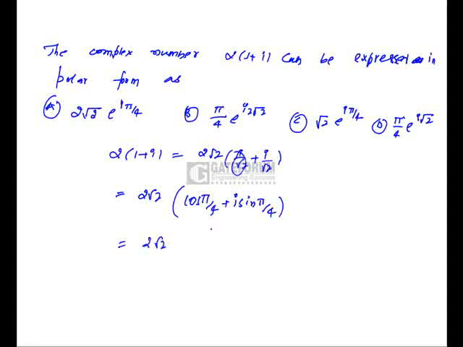Now 2 root 2 into, we know that cos theta plus i sin theta can be written as e power i theta in polar form. So this can be written as e power i theta, where theta is nothing but pi by 4. So the correct answer is option A.